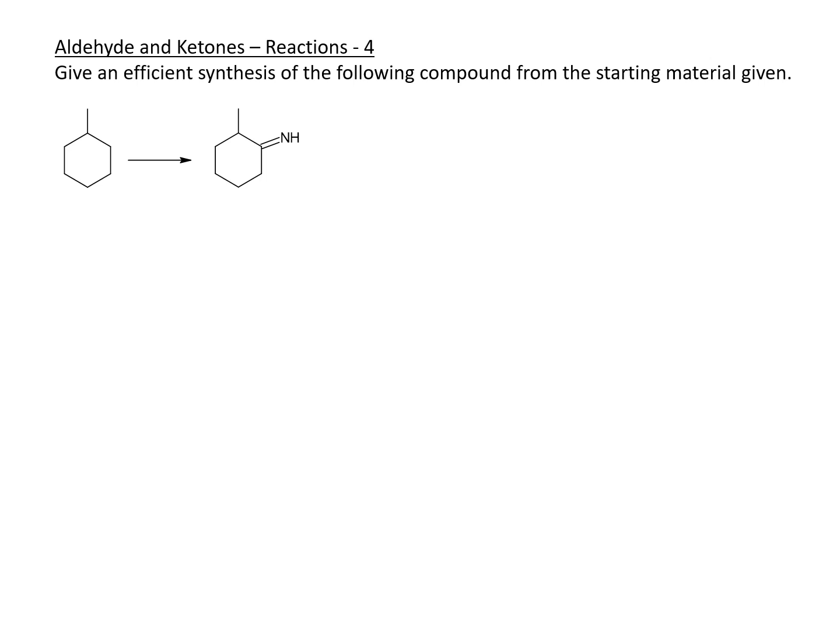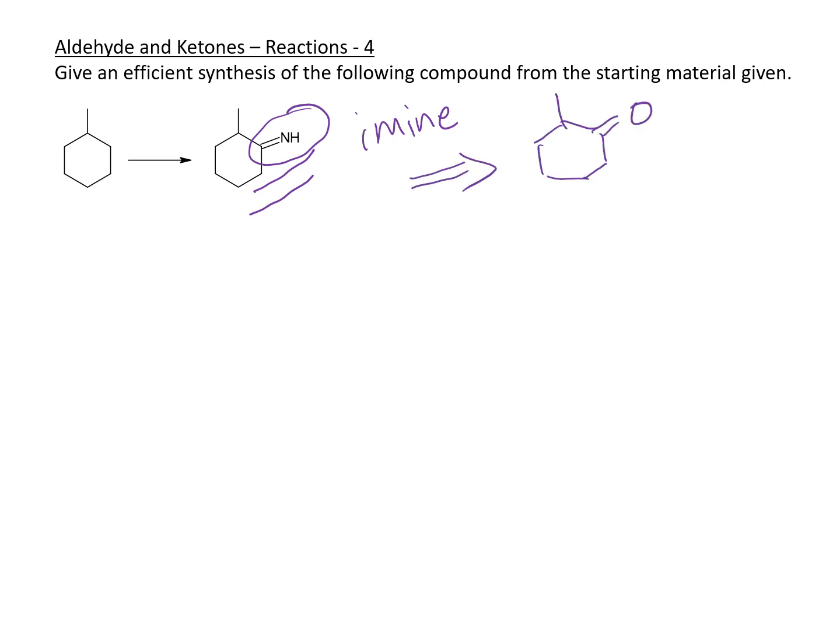So since we are on the aldehydes and ketones chapter, this is a reaction of aldehydes and ketones, of course. Which means that we need to know how to make this, which we know this functional group is called an imine, and imines can be formed from carbonyls, like this. So this is kind of where we are going.